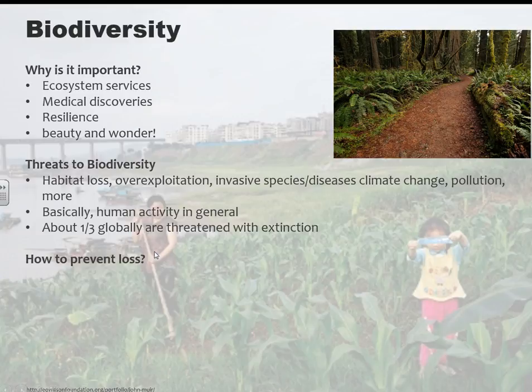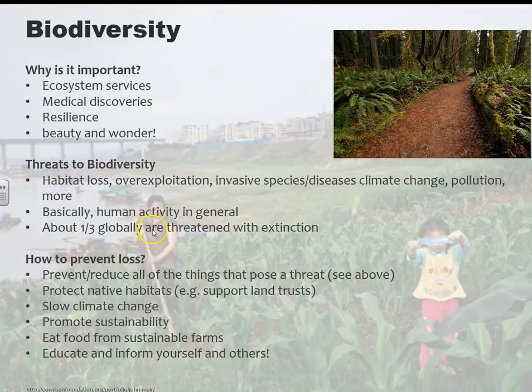So how do we prevent this loss? Well, kind of don't do all these things, right? I mean, that's the main way to do it. You can protect the native habitats. You can support land trusts, which basically buy up land so it can't be developed. You can use native species. You can do things to try to slow climate change. Generally speaking, promoting sustainability is a good idea. Eating food from sustainable farms, and really one of the big things you can do is educate yourself and others. The more you know, the more likely you are to address something.